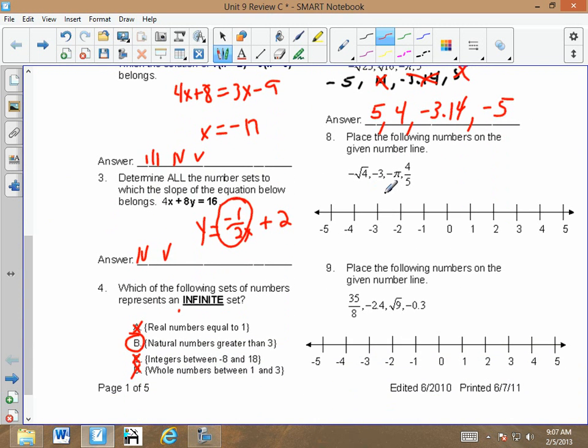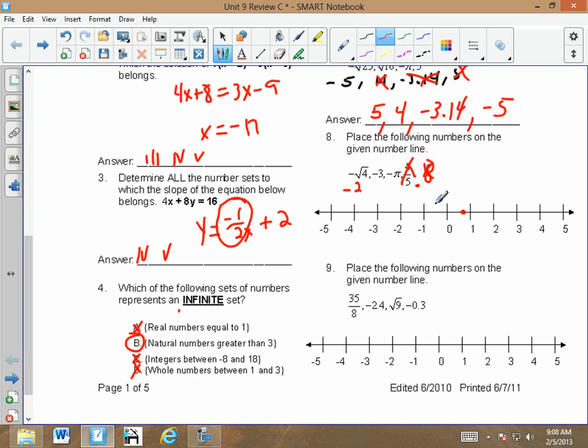Now I need to place these numbers on the number line. Again, I'm going to turn them into decimals or integers, whatever they can be. Negative square root of 4 equals negative 2. So this becomes negative 2. Negative 3 stays negative 3. This is negative 3.14. Now, 4 over 5, I'm going to turn that into a decimal. 4 divided by 5 equals 0.8. So I'm going to put 0.8 first. It goes about right here. It's between 0 and 1.